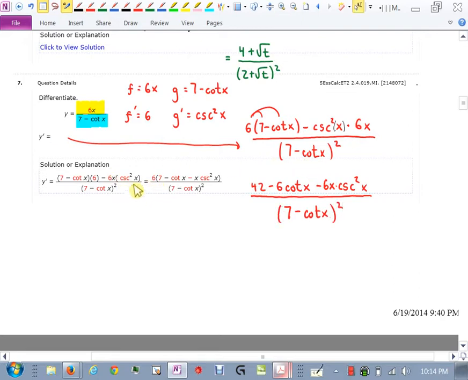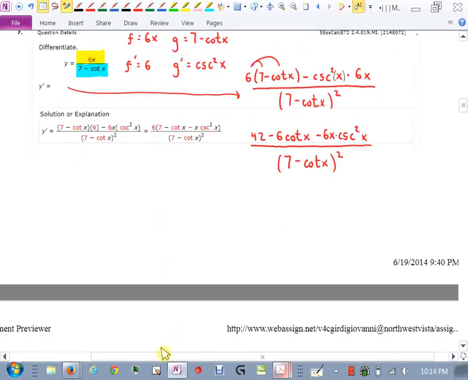Now, they put this as the answer, which is fine. All they did was they took this answer and they pulled a 6 out of everything and factored it out. No big deal. Same thing. So, we're done. Break time for me.